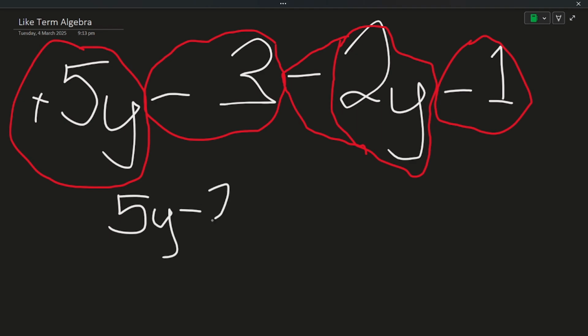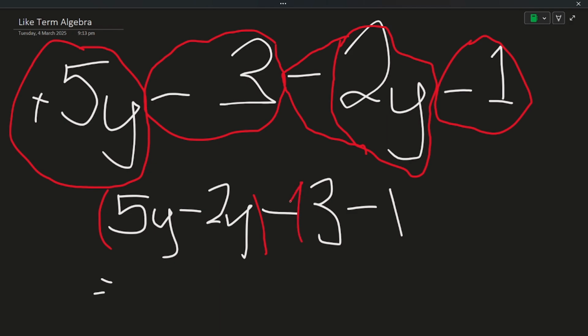5y minus 2y, and then negative 3 minus 1. I'll use my 1 like that now. Let's see. 5y minus 2y. So we do this first, then we do this. Oh, wait, my fault. Let me just take that out. Do that, then we do that. Okay. Do that, and then we do this side. So do this side first.